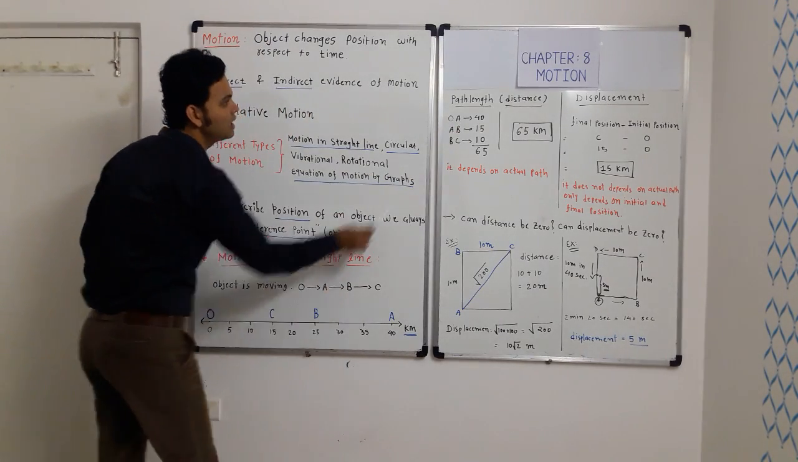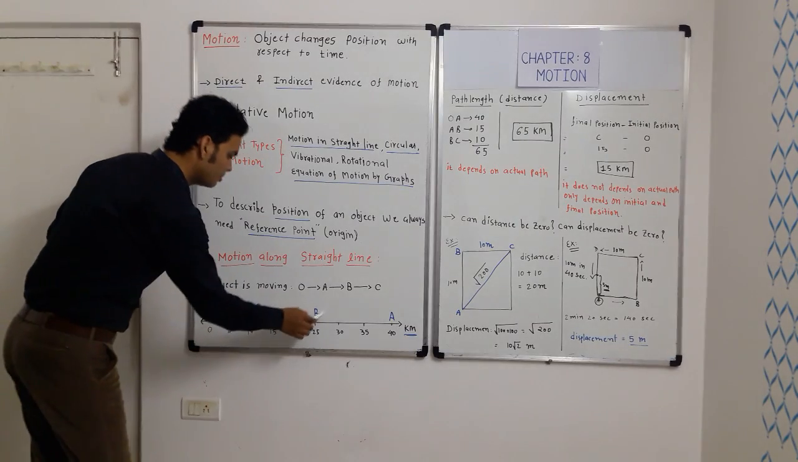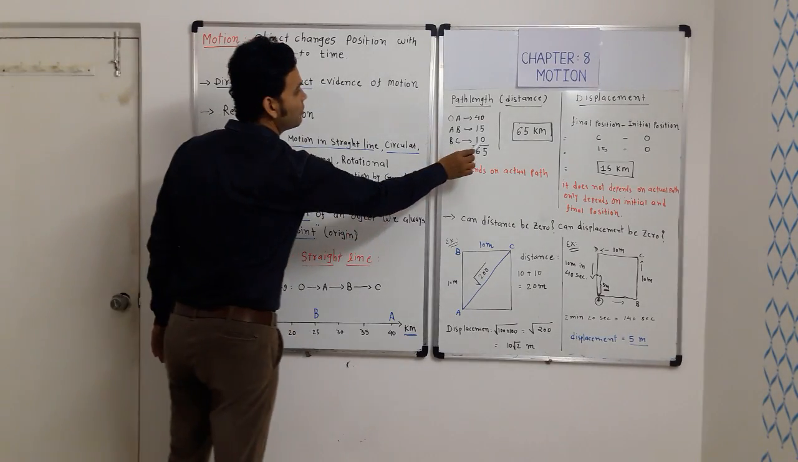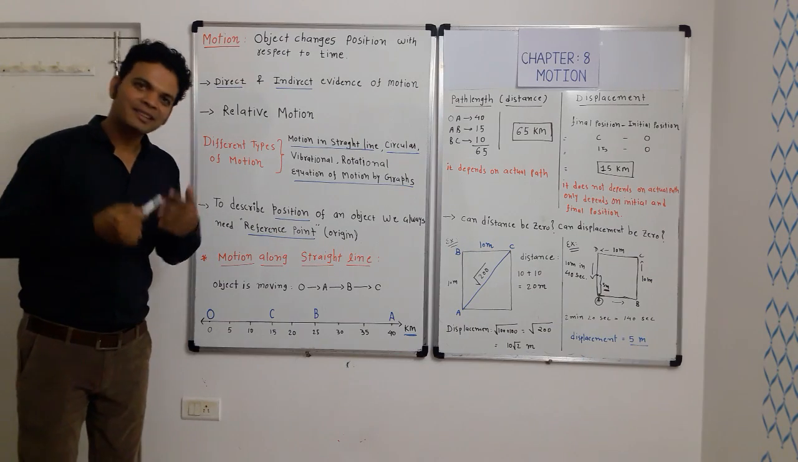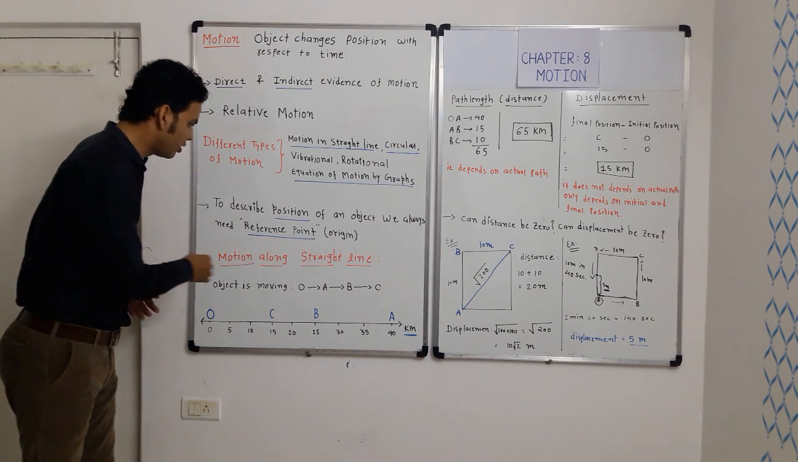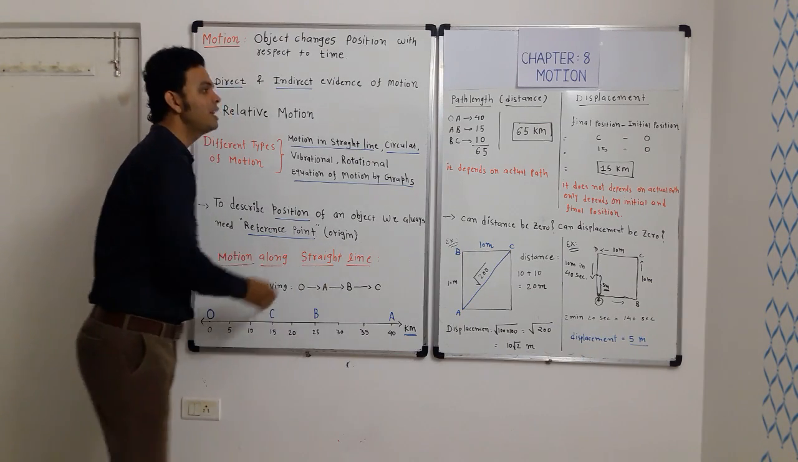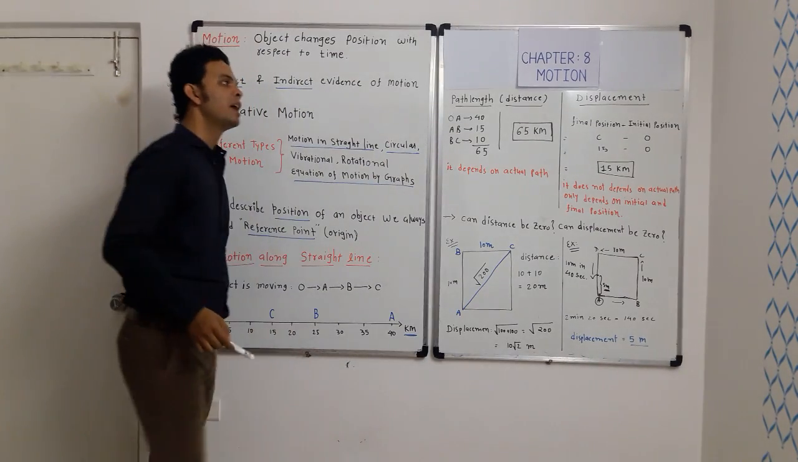Likewise A to B 15 kilometer, B to C 10 kilometers. So in total it is a 65 kilometer. So I can say the distance traveled by the object from O to C is 65 kilometer.